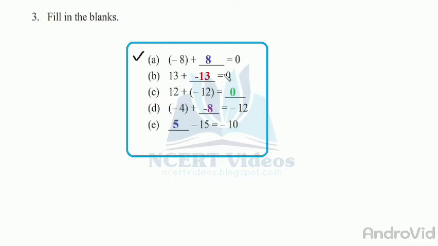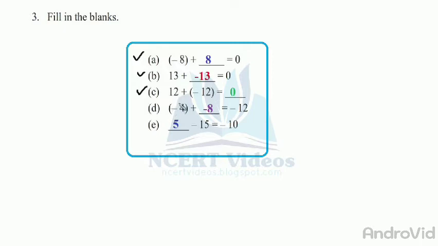Similarly for B. Now here, what should be added to 13 to get you 0? Well, the additive inverse of 13, that is the opposite of 13, that is minus 13. So this was your B part. Now C part. 12 plus minus 12, it's very easy. Both the additive inverses added together give you 0. This is just like above. So this is your C part.